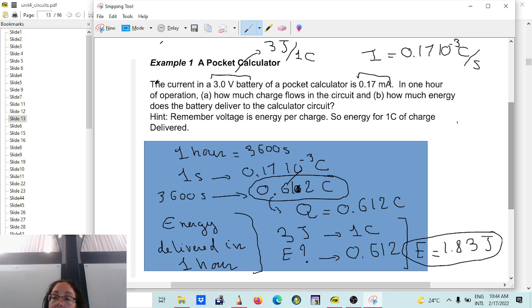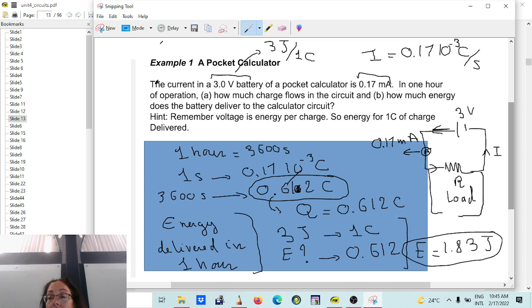So we can show that as this. So you have 3 volts, and we like to represent the load by a resistor R. So that will be your load, and you have current flowing. So if we put a sensor here to find the current, we see how many coulombs are going to cross through here. That will be 0.617 milliamp. And if we place here what we call the voltmeter to measure the voltage, it's going to be 3 volts.